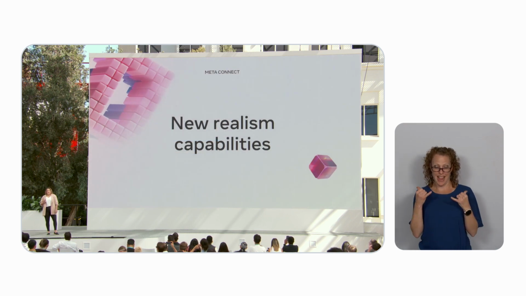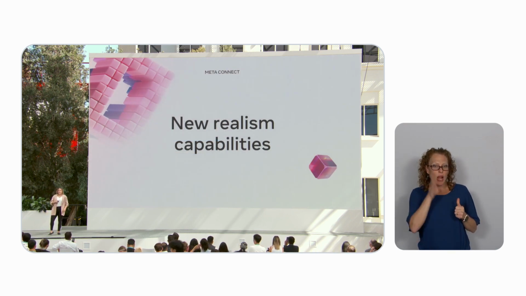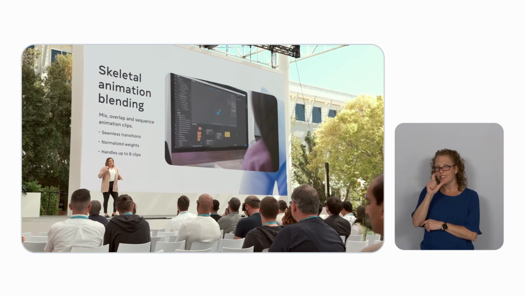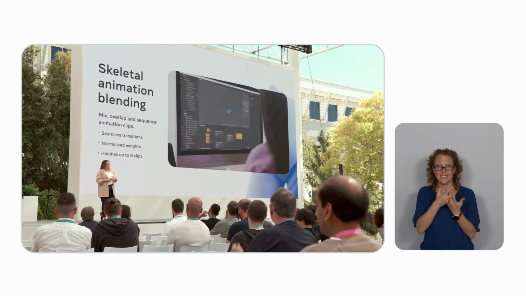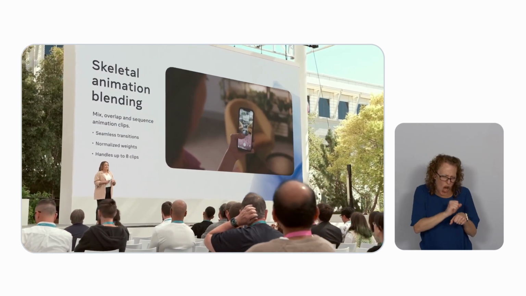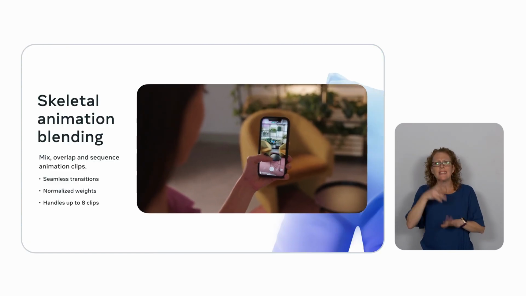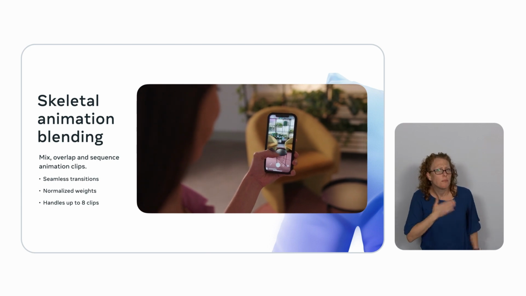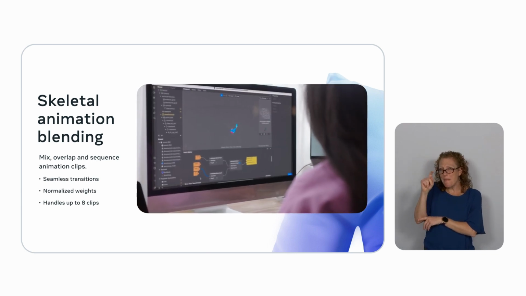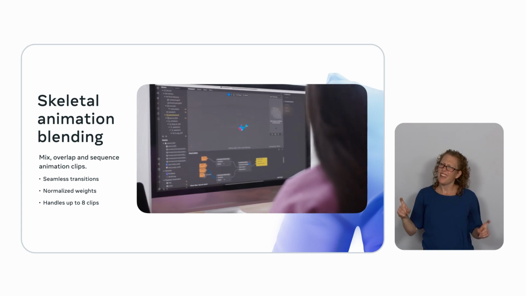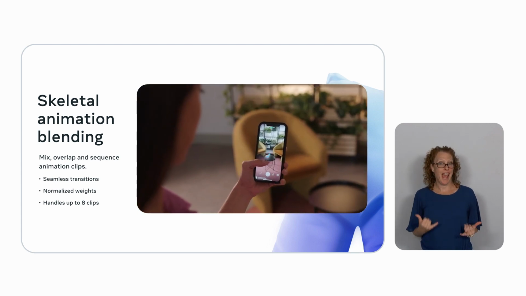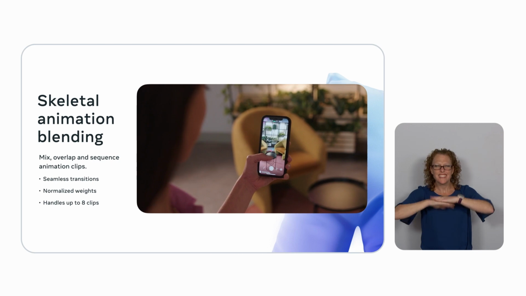Jumping into the first topic, we'll step you through new capabilities that will enable you to unlock new levels of realism within your projects. First off, skeletal animation blending. So we know that choppy or abrupt transitions within a project can detract from the end user's experience. And we also know that historically, working with animations in MetaSpark Studio was a highly manual and complex process. So today, we're now giving you the power to mix and blend up to 8 animation clips before applying them to a 3D object.